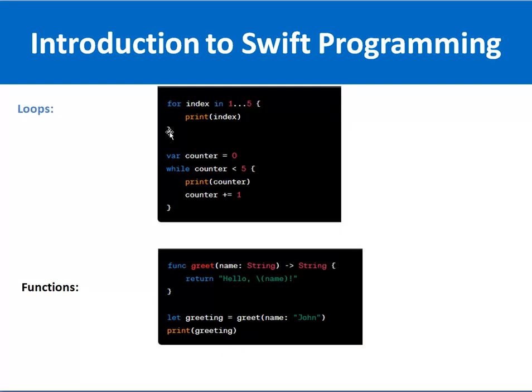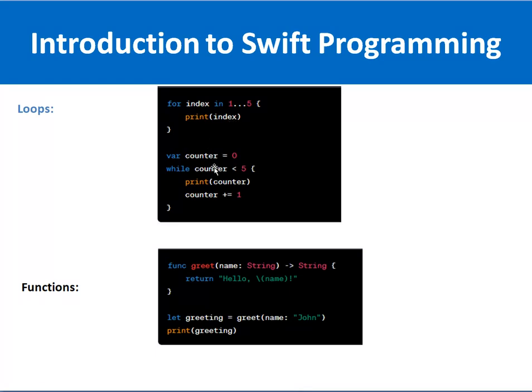Then loops are available. A for loop: for index in 1 to 5, print index. So it will print 1 2 3 4 5. It will print the index value 5 times, each time incrementing and printing the index value.